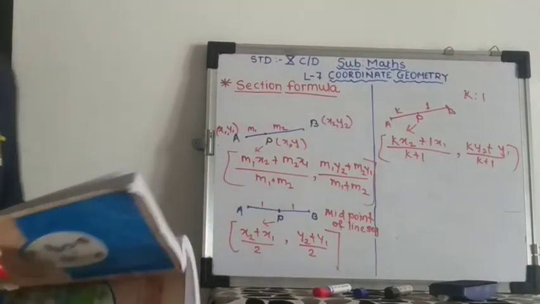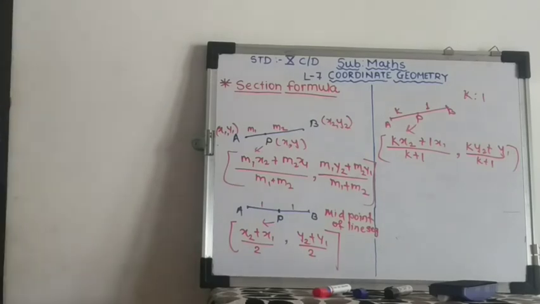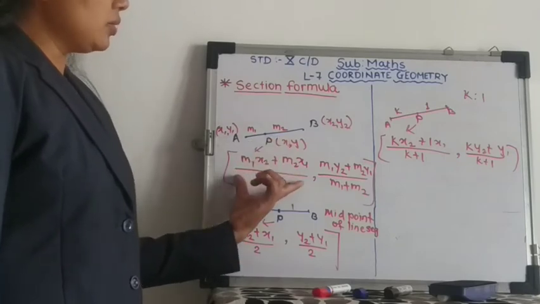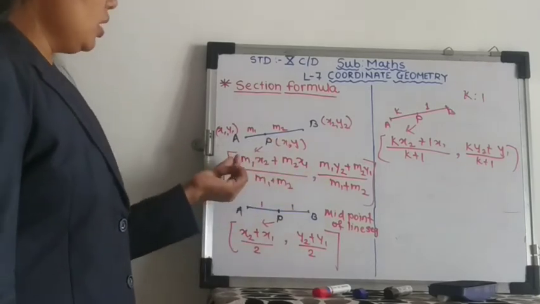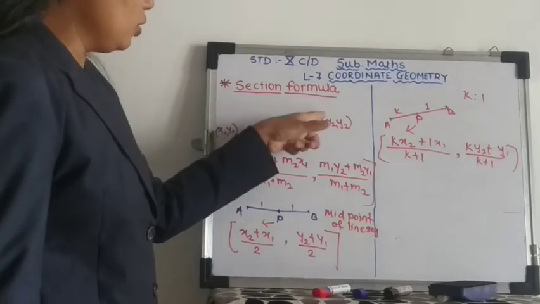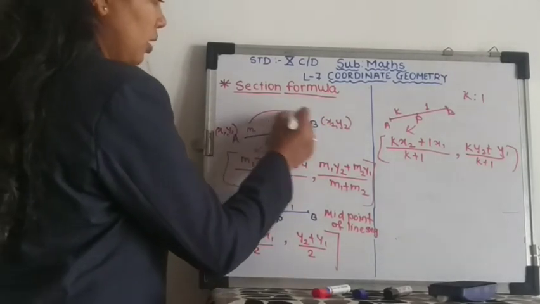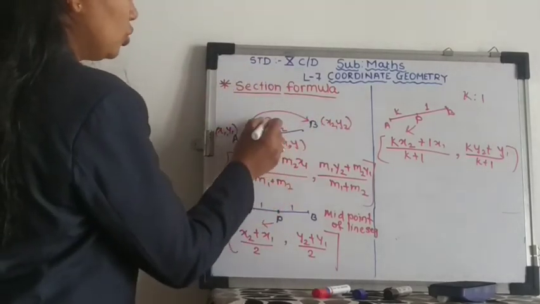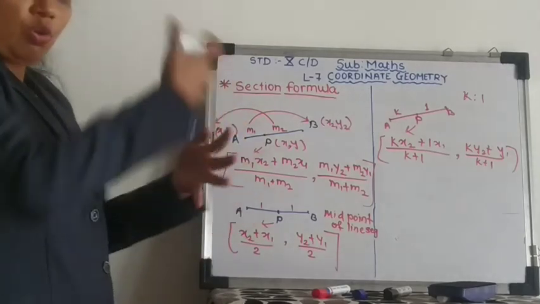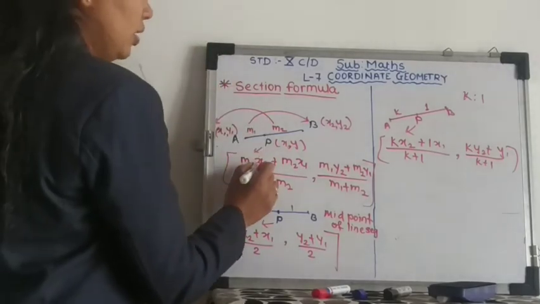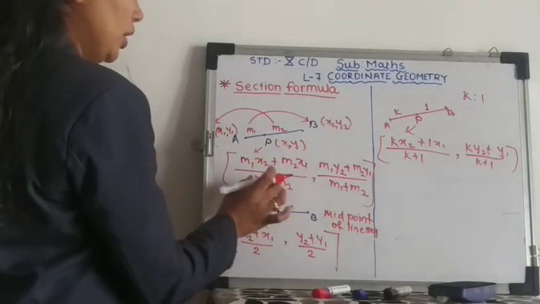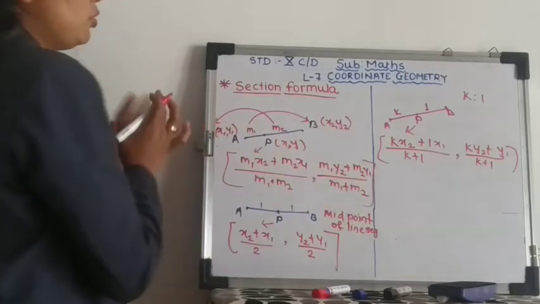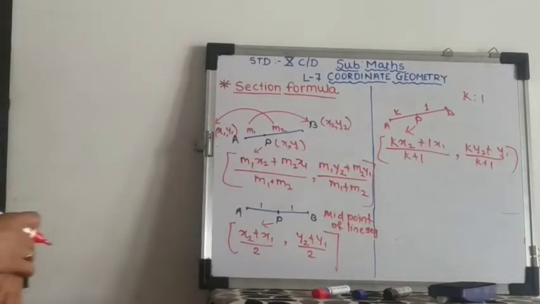Are you getting it? So the section formula means we are going to find the coordinates of this P. How will we find it? By using the section formula. See, m1 will multiply crossways, right? m1 is multiplied with x2, and m2 is multiplied crossways with the x1 of point A. So m1 x2 plus m2 x1 upon m1 plus m2, we have to add both. Then here m1 y2 plus m2 y1 upon m1 plus m2.